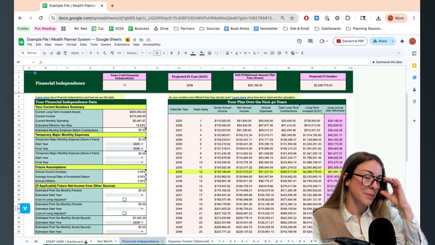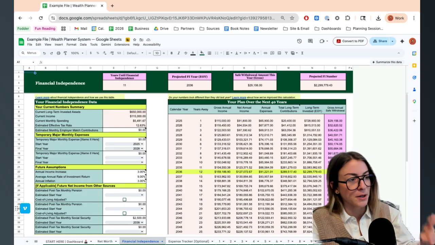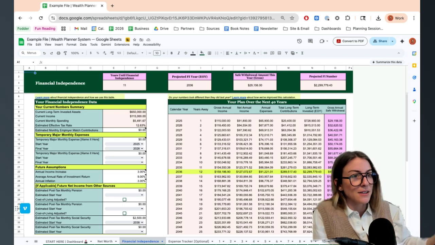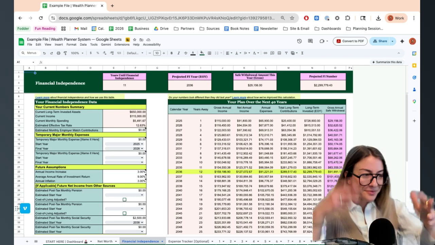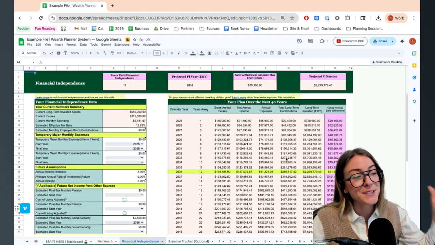This is where the magic happens. This is the part that I would say is not possible to rebuild yourself unless you want to pay Emma tens of thousands of dollars to do it for you like I did, but that's what this is. So this is the financial independence tab. This is where the magic happens.